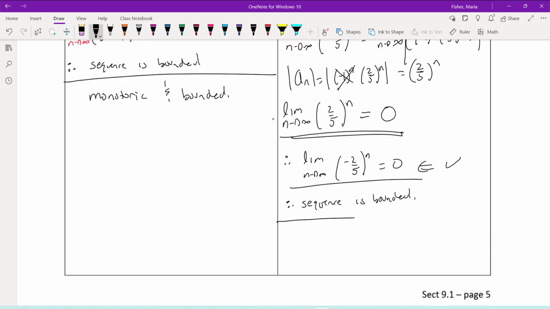This particular sequence is not monotonic, but it's bounded. So it's possible to be bounded and monotonic like we are in example 11, not monotonic and bounded like we are in example 12. You could also be monotonic but not bounded, and then it's possible to be not monotonic and not bounded. That's it for sequences.